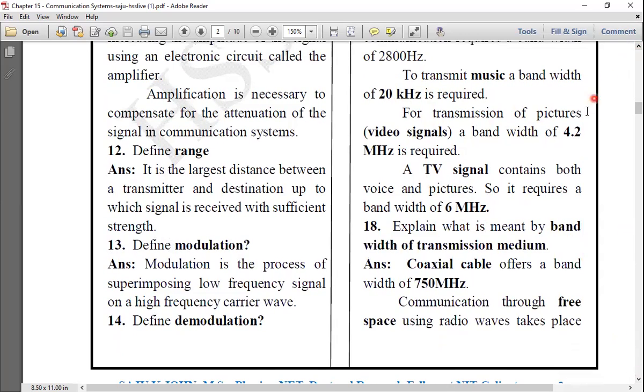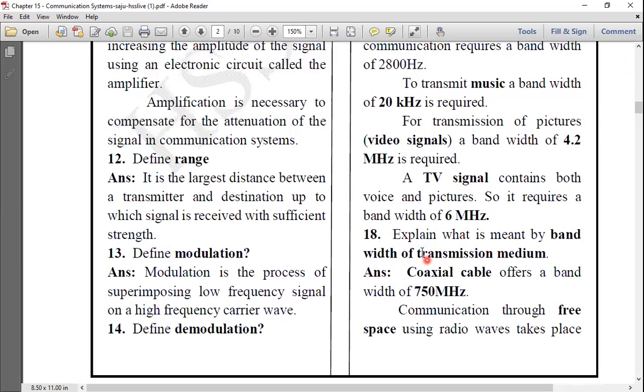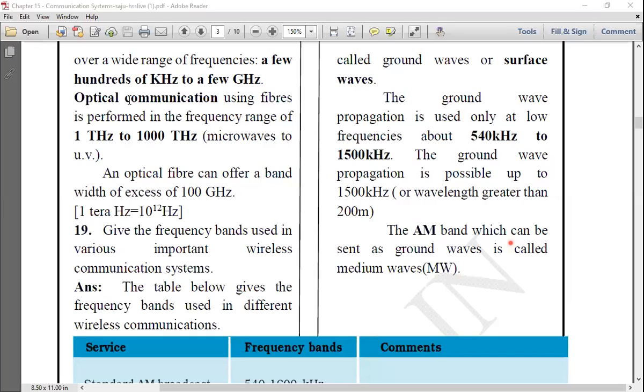Next one is explain what is meant by bandwidth of transmission medium. Coaxial cable offers a bandwidth of 750 MHz, and communication through free space using radio waves takes place. Okay. So let's move ahead. So optical communication using fibers is performed in the frequency range of 1 terahertz to 1000 terahertz.